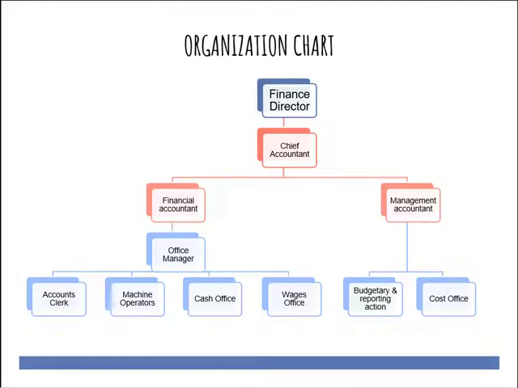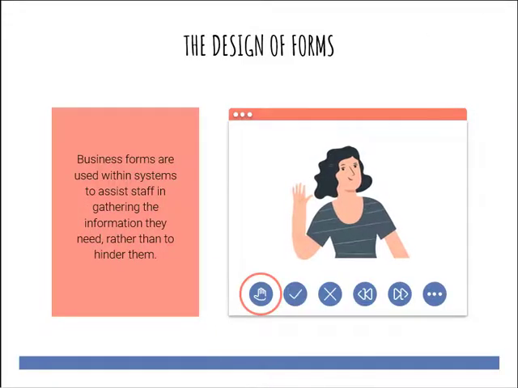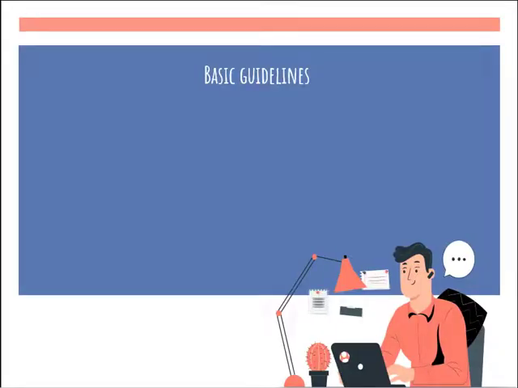Next we have the design of forms. Despite widespread feelings to the contrary, business forms are used within systems to assist staff in gathering the information they need rather than to hinder them. So they should be designed as a part of the total system and should ask for the information that the system needs to operate. In many organizations, you will find forms that seem to do very little work and others that ask for information which is not needed for the firm's work. So the main purpose of designing forms is to increase efficiency by speeding up data recording and reducing errors.